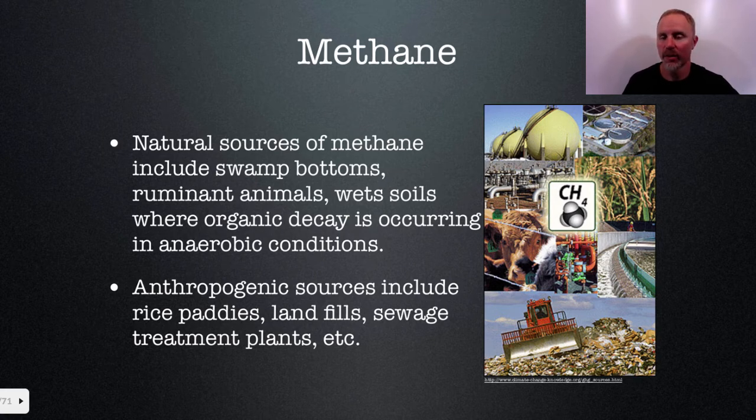So the natural sources, some of which we listed in class, natural sources of methane: swamps, ruminant types of animals, wet soils where the decay is occurring in an anaerobic type of environment where these methanogens are working on it. And then some anthropogenic or man-made sources are rice paddies, landfills, sewage treatment plants, factory farms, those types of things where we're going to produce a lot of the methane.